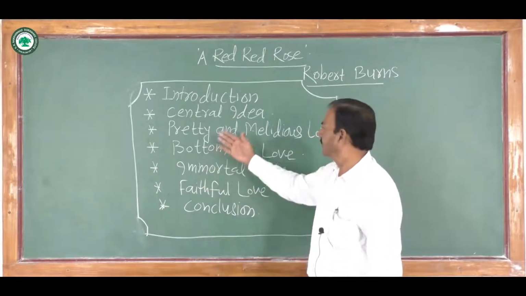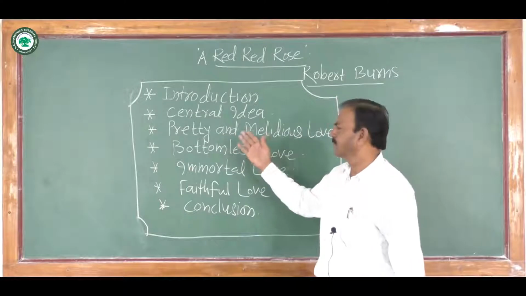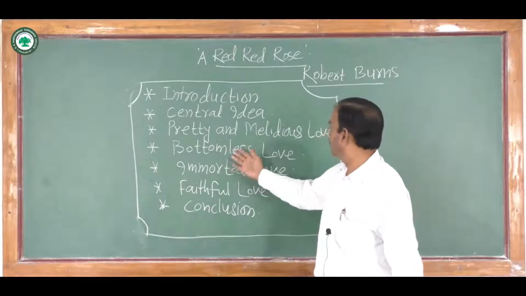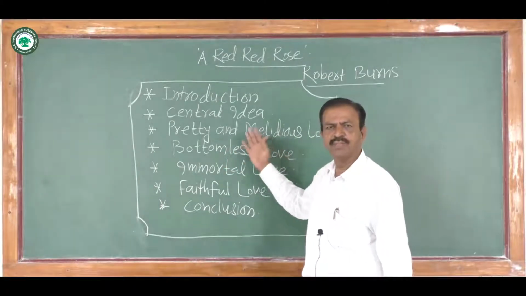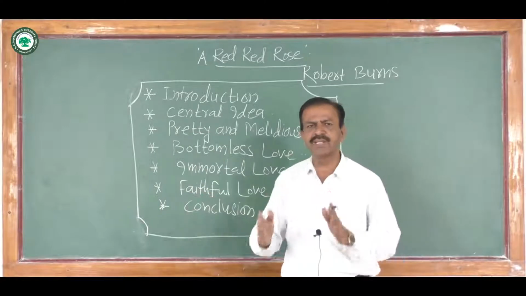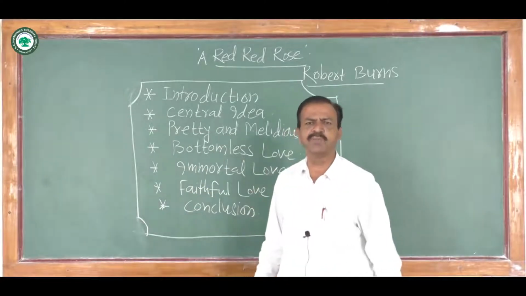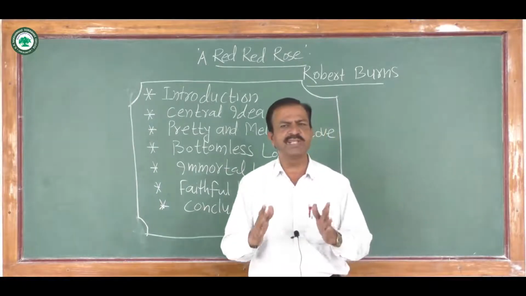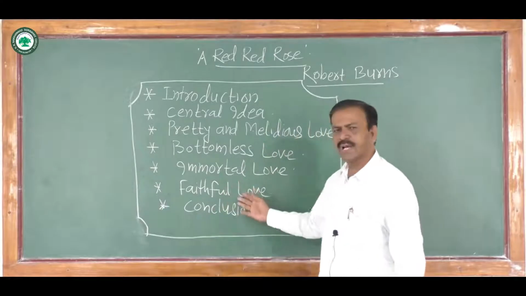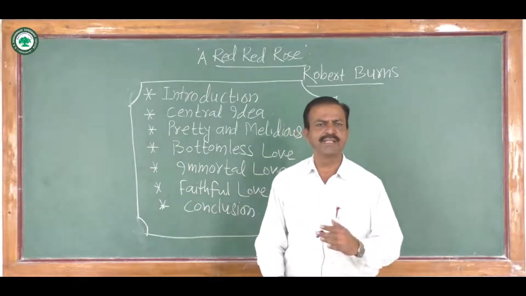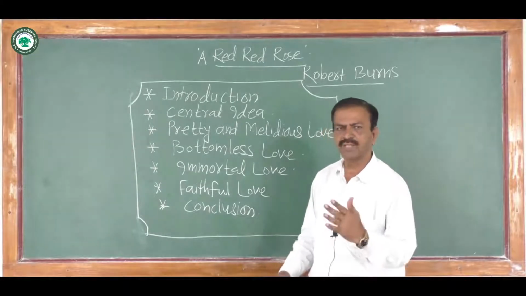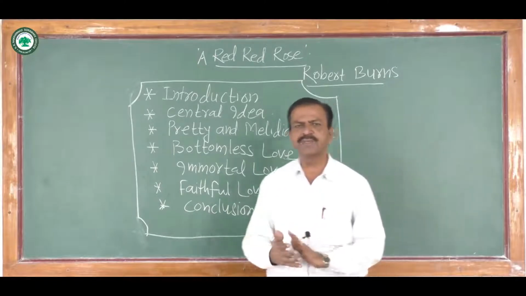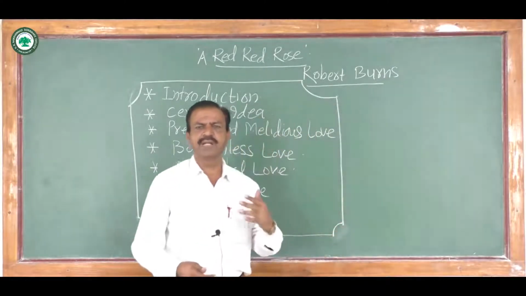The first stanza describes the pretty, melodious love. The next point is bottomless love. This is the second stanza of the poem. The next is the immortal love. That is the third stanza of the poem. The last, that is the fourth stanza, describes the faithful love of the lover or the speaker or the poet. And the last part is the conclusion part.